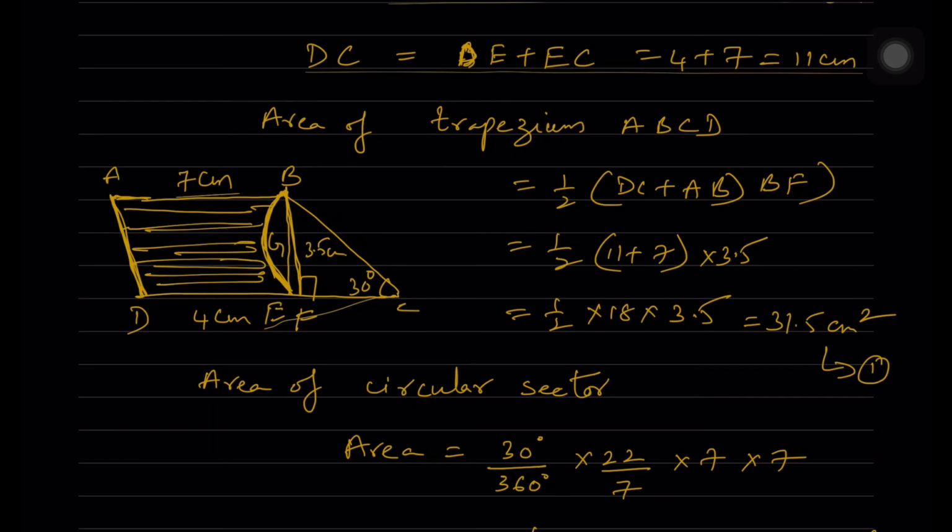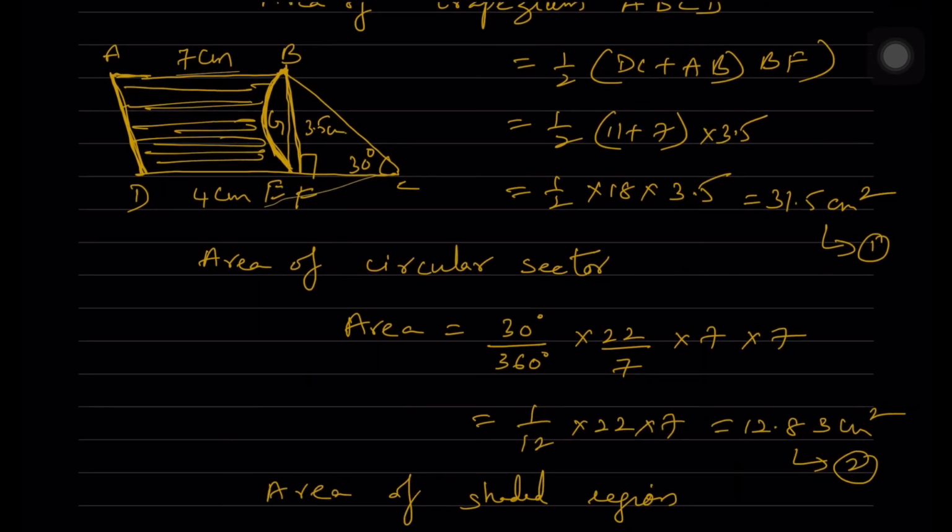Area of the circular sector, that is this part, is equal to area of 30 degrees. This is theta by 360 into pi r square. So which is equal to 30 by 360 into 22 by 7 into 7 into 7. You're getting it as 12.83.